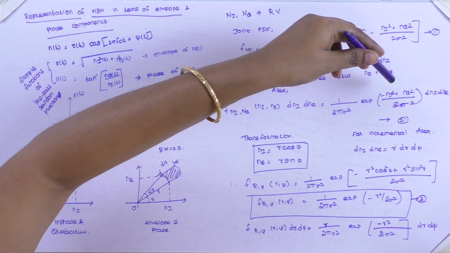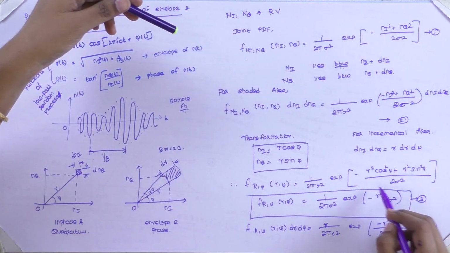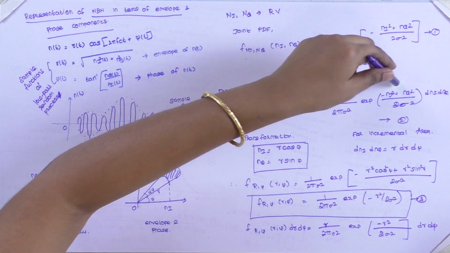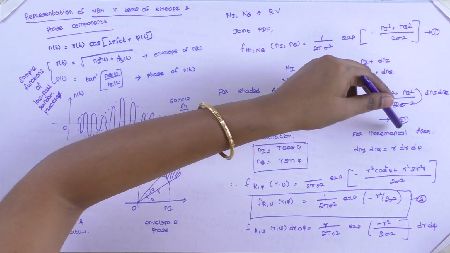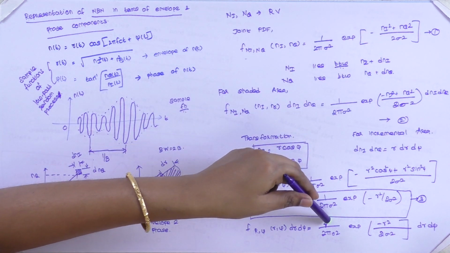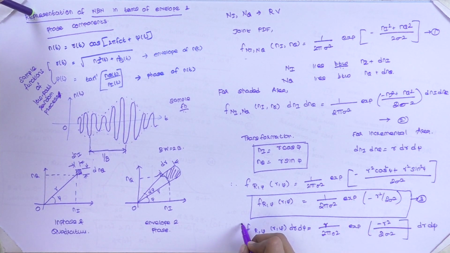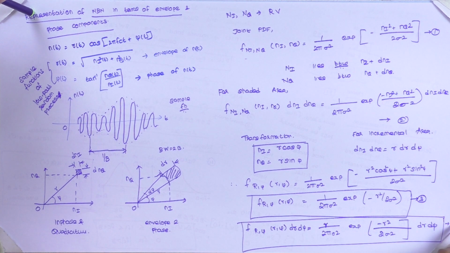See here, we already know that Ni² plus Nq², this whole term can be reduced to r². Thus, dNi and dNq can be written as r dr dψ. This r is written here, r divided by 2πσ², and the remaining term from the above. So, this is equation number 4.